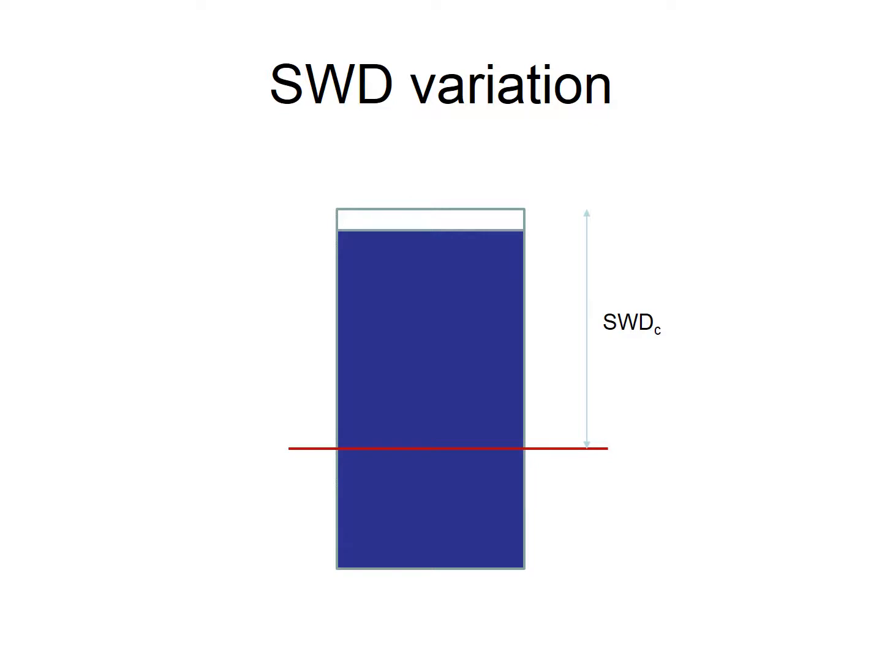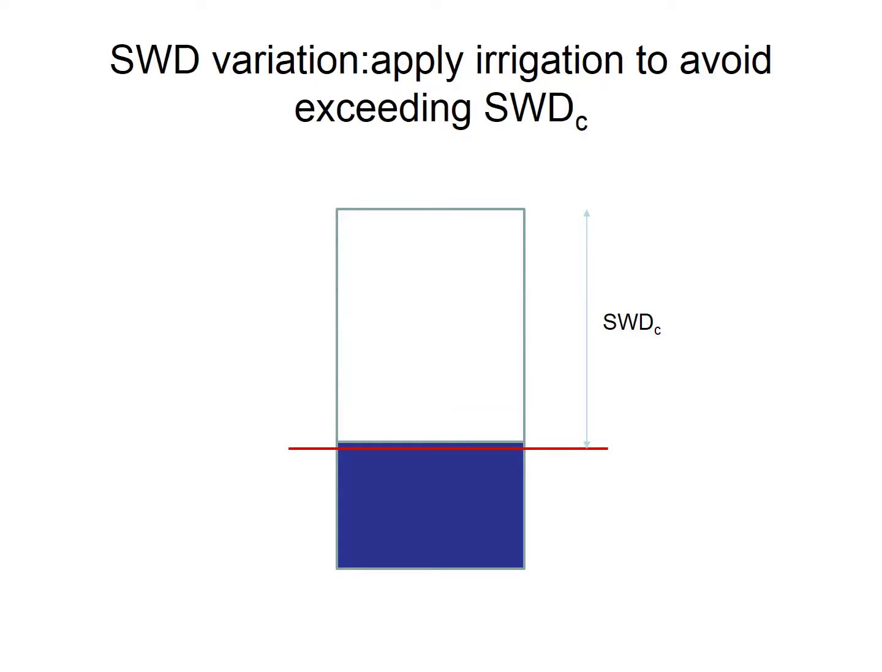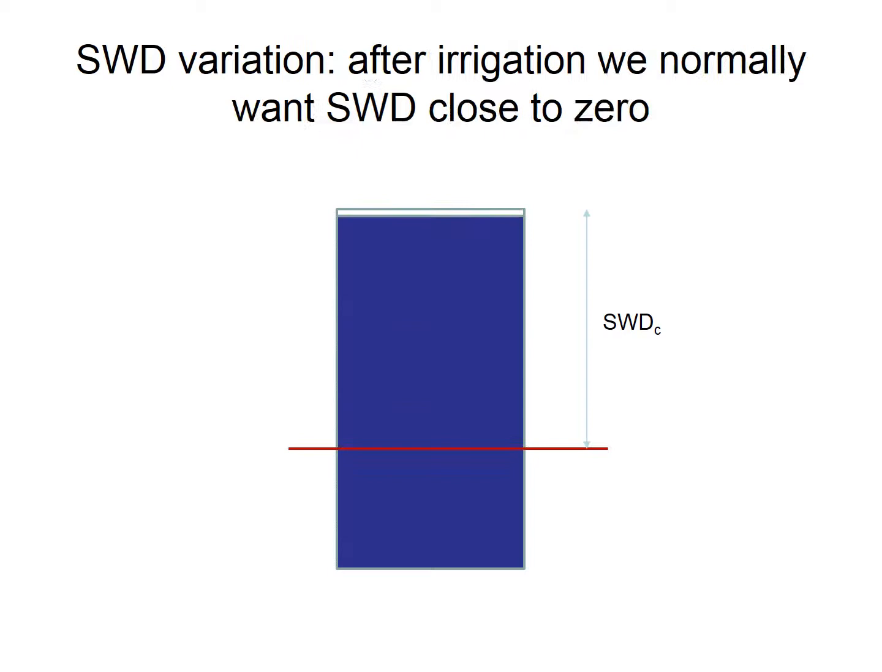Graphically, we can see the soil-water deficit variation starting just after irrigation. The soil-water deficit will be increasing, and the idea is that when we reach the value of the critical soil-water deficit, we need to apply irrigation to avoid exceeding that value. After irrigating, we should return the soil back to field capacity, in other words, to a soil-water deficit close to zero, as shown here.